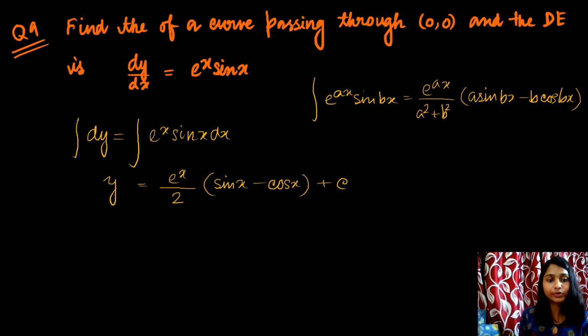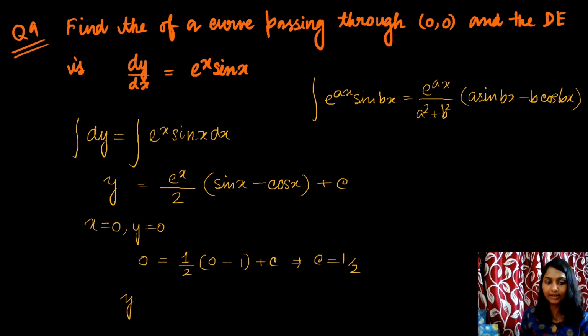So it passes through 0, 0. So x equals 0 means y equals 0. It gives 1 by 2, and obviously this is 0. Cos 0 is 1. So we have c equals half. So by putting the value of c in the above equation, we can obtain this solution: sin x minus cos x plus half.